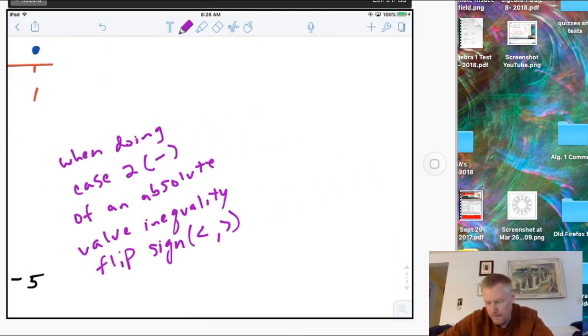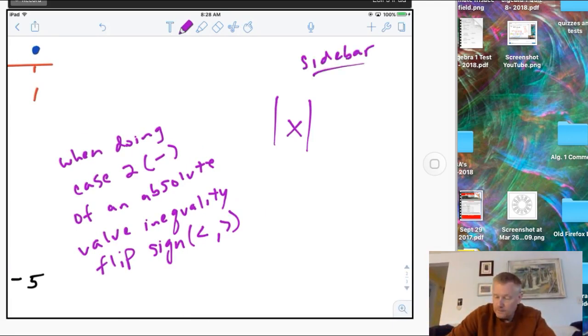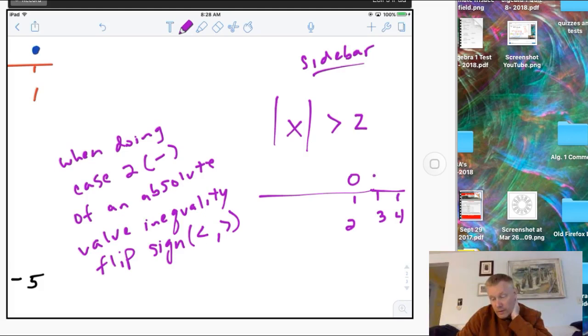All right, so the reason why that is the way it is, let me just quickly go over this. Say I have the absolute value of x, this would be a sidebar, is greater than, let's just say 2, all right? Now there's a bunch of numbers here, and if I look at this from a number line point of view, here's 2, right? Here's 3, here's 4. You know, there's a lot of numbers over here that are greater than 2. And if I take the absolute value of them, it stays the same, right? Absolute value of 3 is 3. Absolute value of 4 is 4, which means all those numbers are solutions to this.